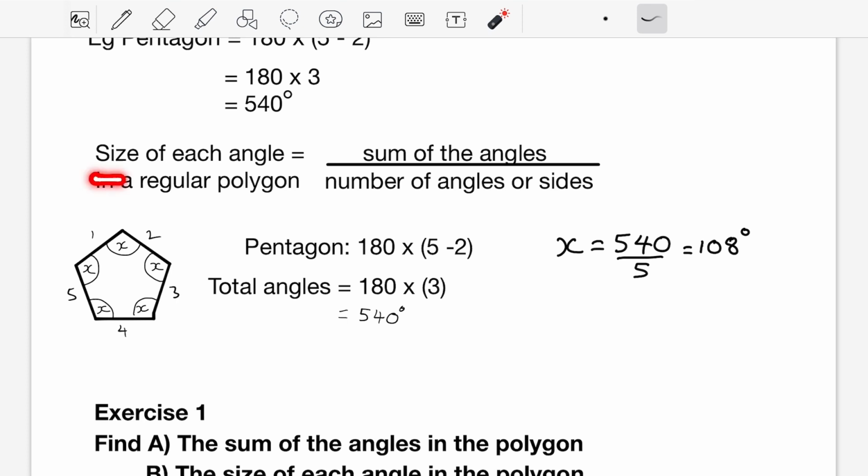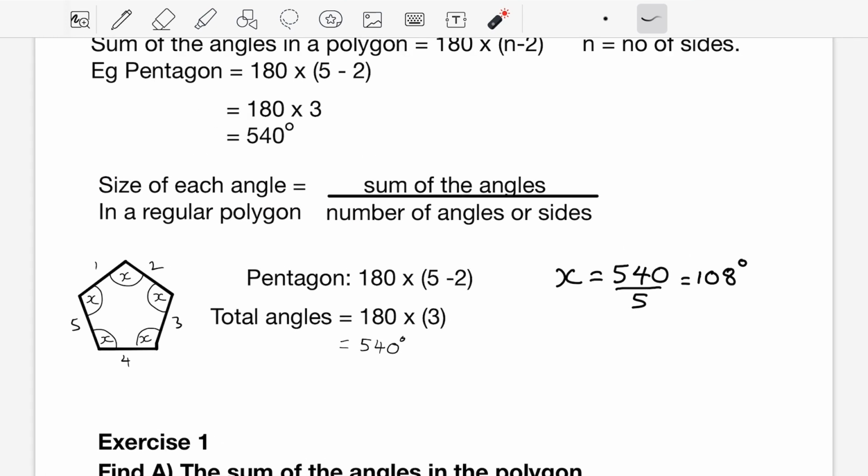Right, so the size of each angle in a regular polygon where all the angles are equal. We can determine this by dividing the sum of the angles, which in this case is 540 degrees, by the number of angles, which is equal to the number of sides. So in this case it's 1, 2, 3, 4, 5 sides, or 5 angles. So 540 divided by 5 is 108 degrees. So your internal angle is 108 degrees for a regular polygon.